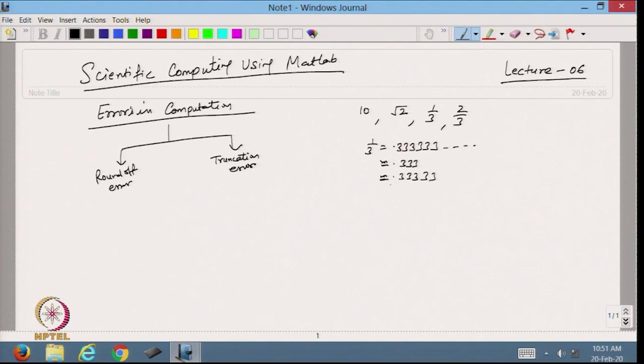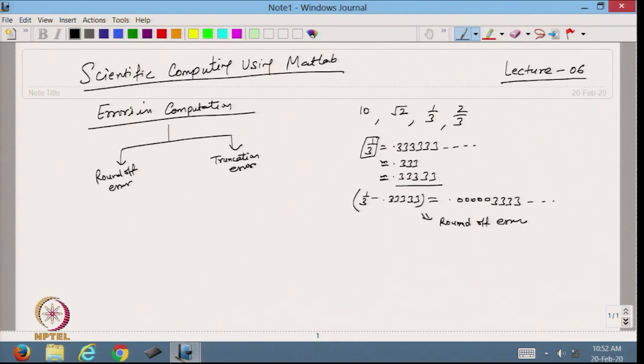In this case, I have introduced an error, because I am approximating the number 1/3 with the number 0.333. That error will be 1/3 minus 0.33333, which I think will be 0.000003 and so on. This error we call the round off error, because we have rounded off the number, and the remaining part is called the error. So this is a round off error.